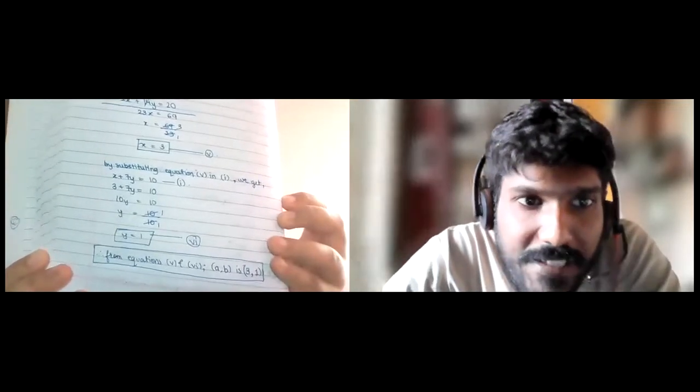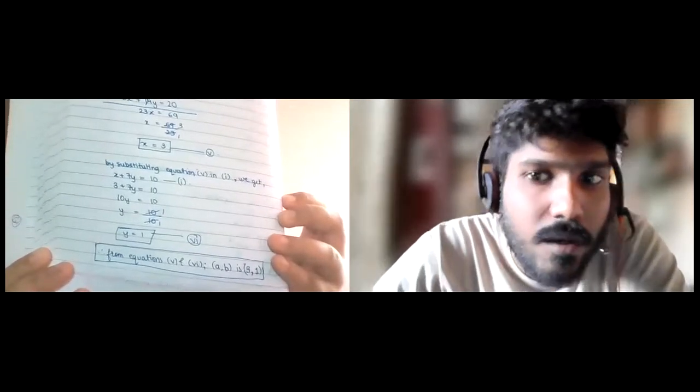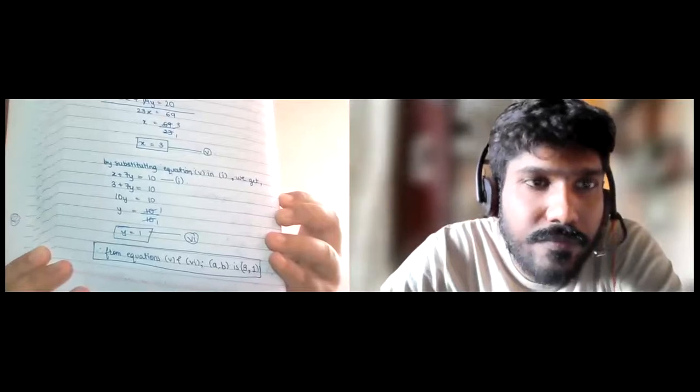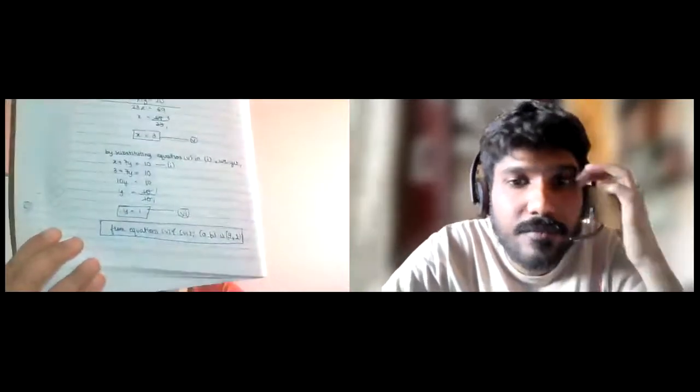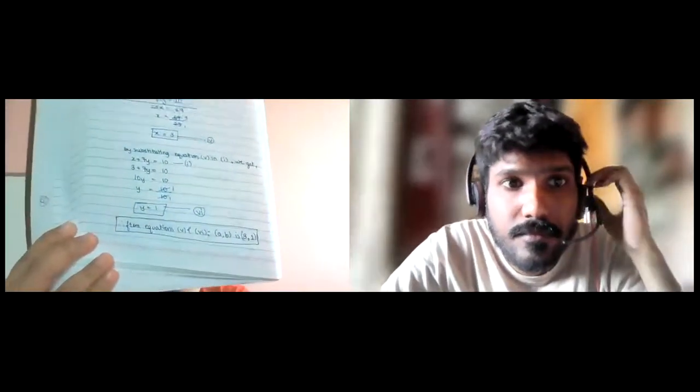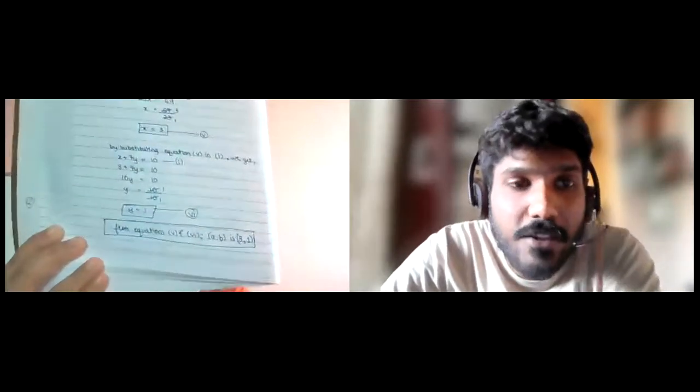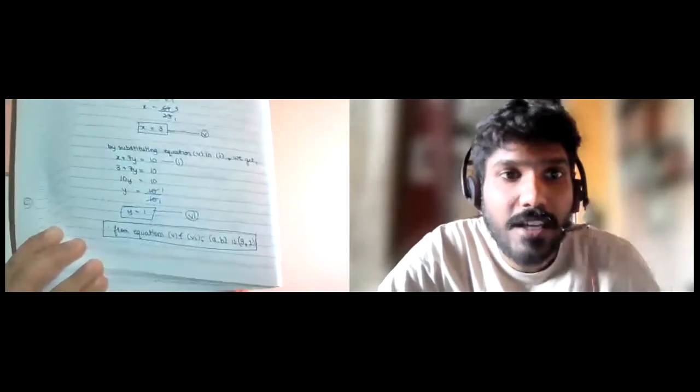Okay, how did you get 10y? 7 plus 3. But it is 3 plus 7y. Look at the equation. It is 3 plus 7y. There is no y with 3.